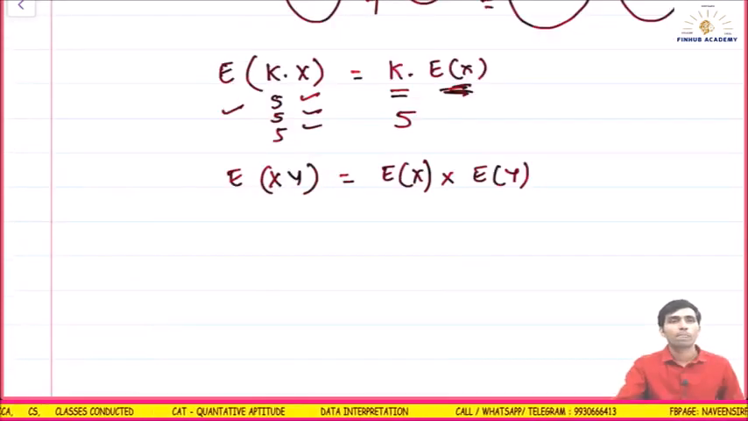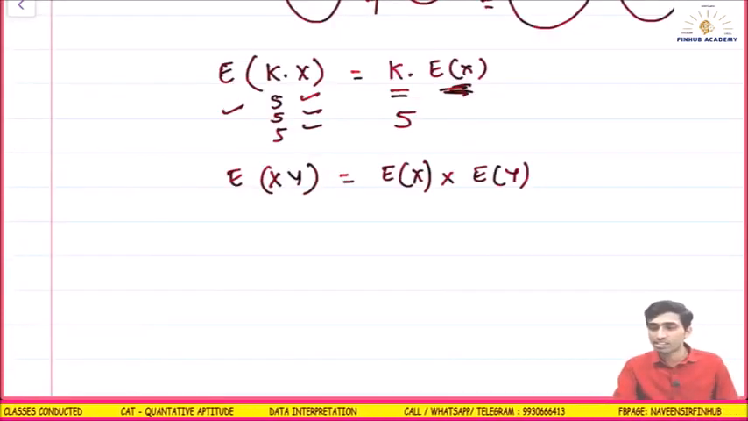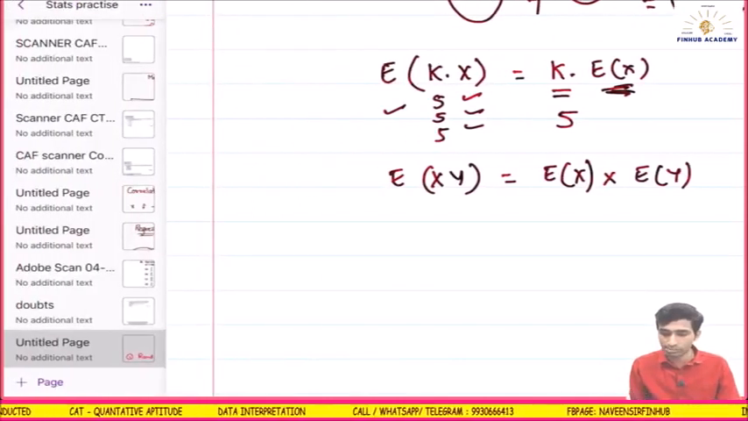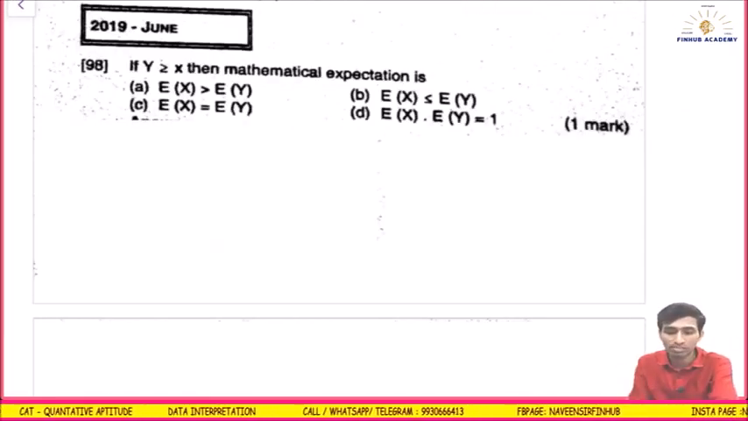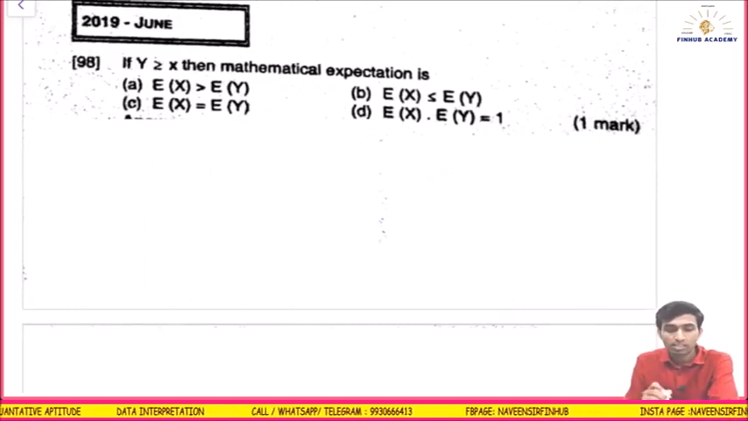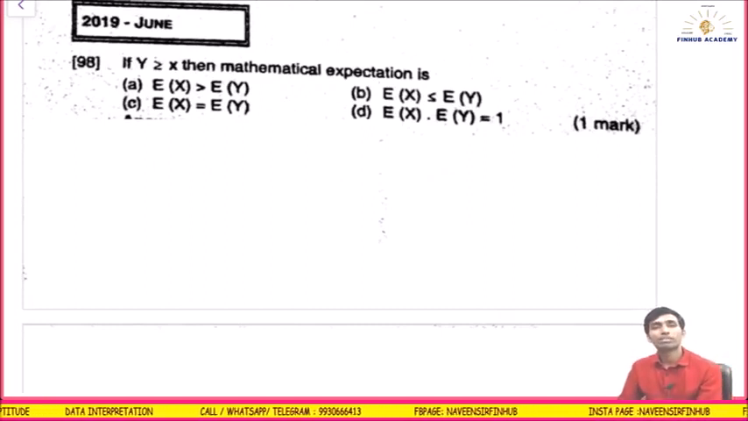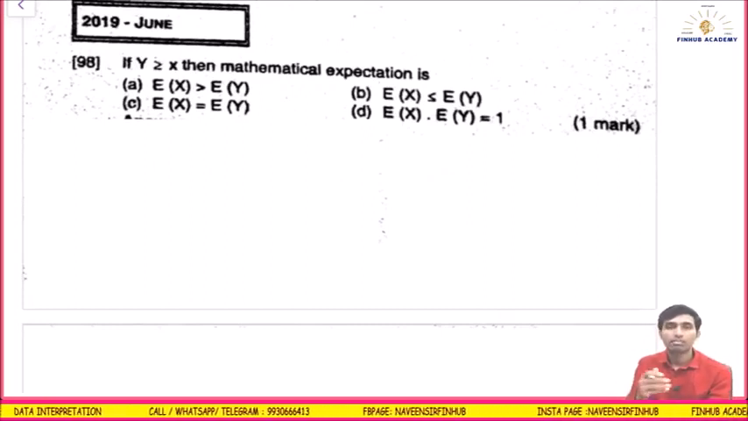Okay, this is the basics. Let's go to the sums. So I have come to the questions. Let's start. Whatever is left of the basics, we will cover as we progress in the chapter.